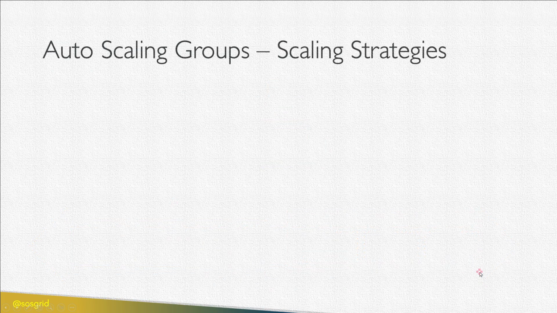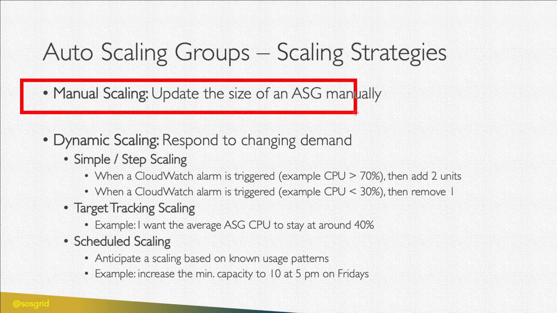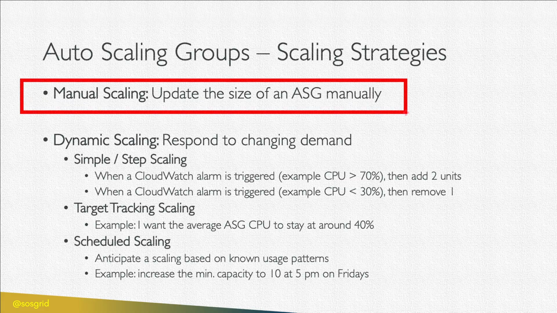All right, so lastly, you need to understand the scaling strategy. You can also manually scale your auto scaling group if you really want. That's like you updating the size of your auto scaling group manually. And you can dynamically scale as well. Dynamically scale means you add a condition for when your auto scaling group should create more instances. That's by using CloudWatch. We are going to talk about CloudWatch.